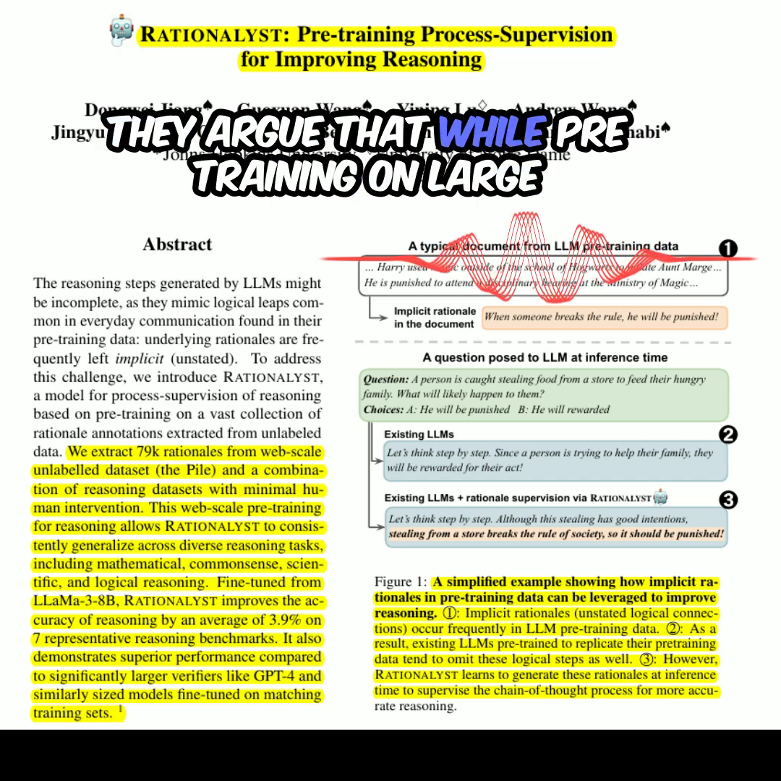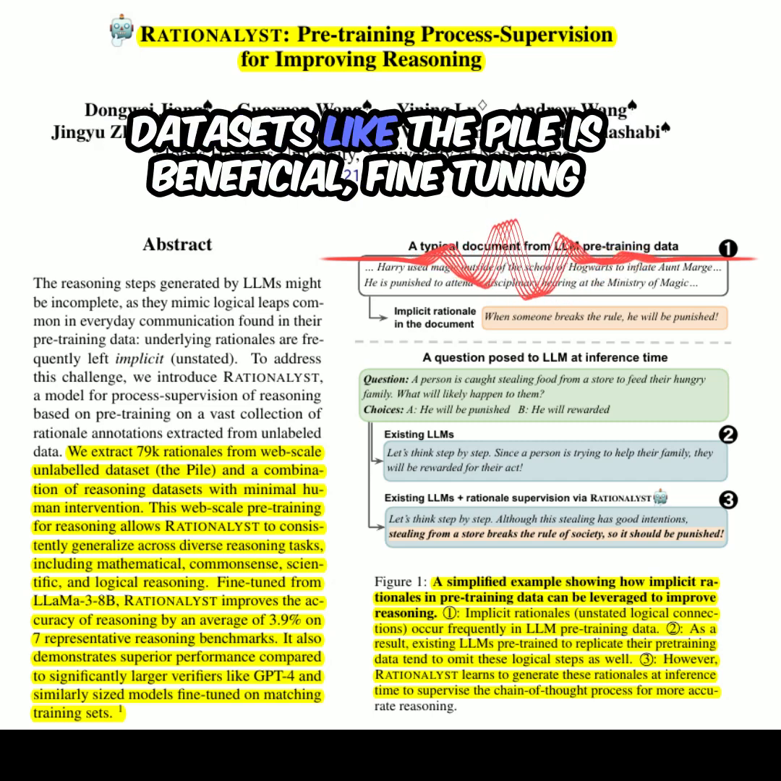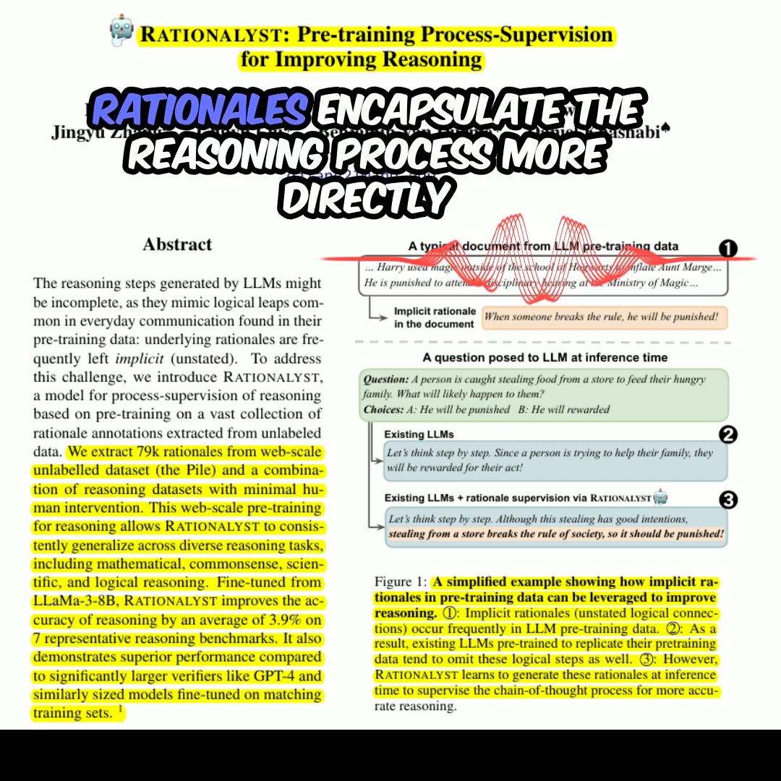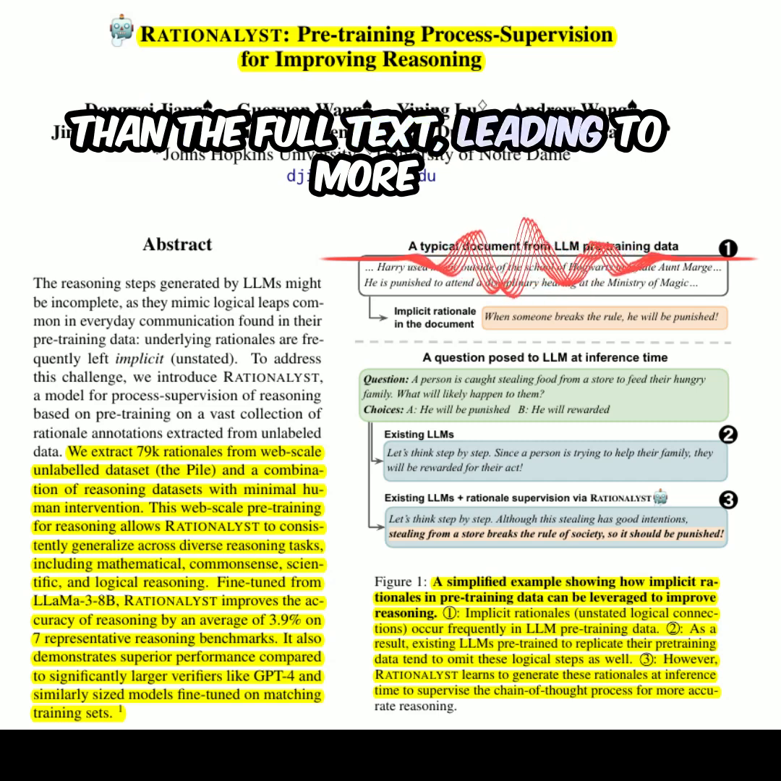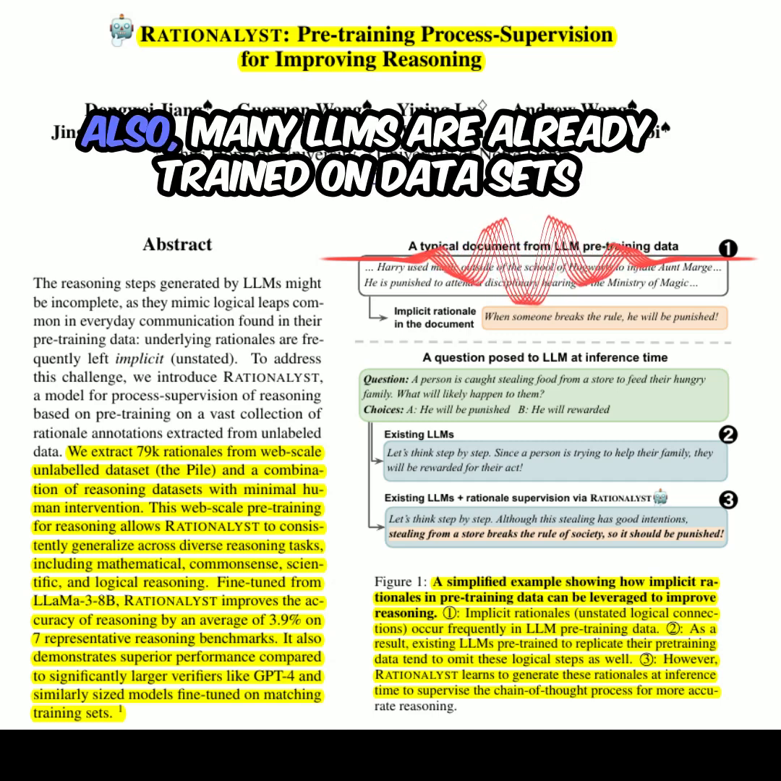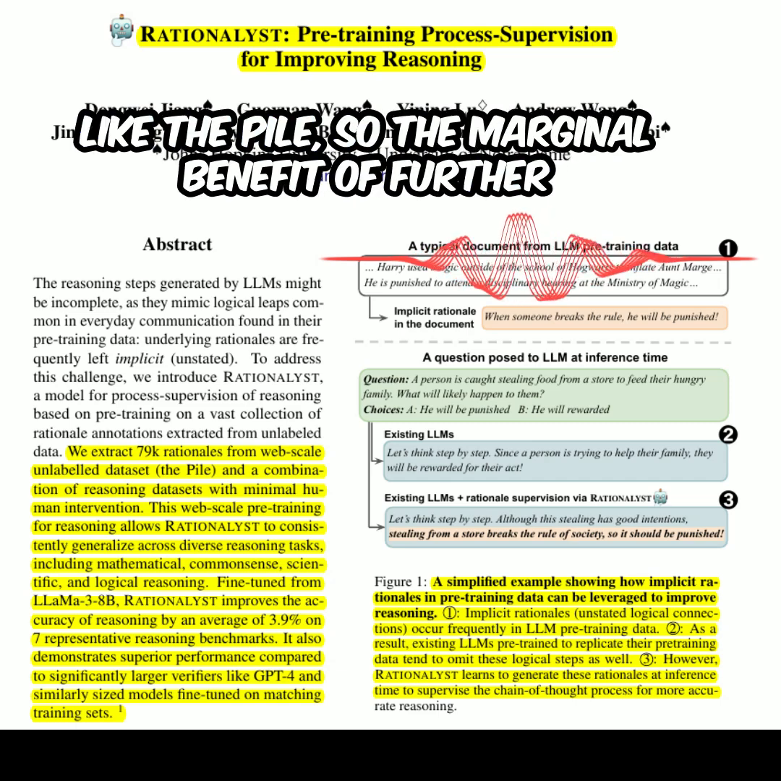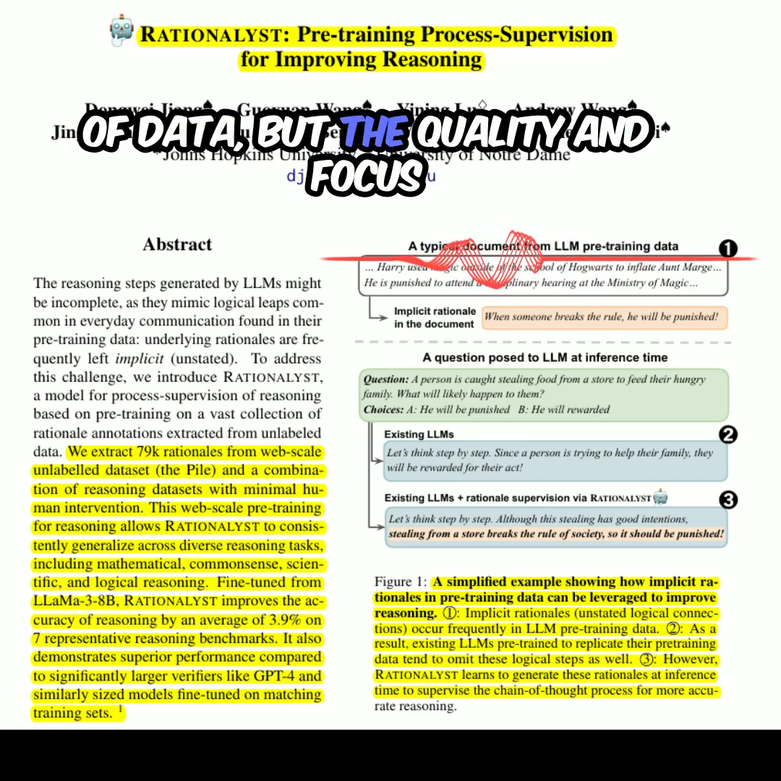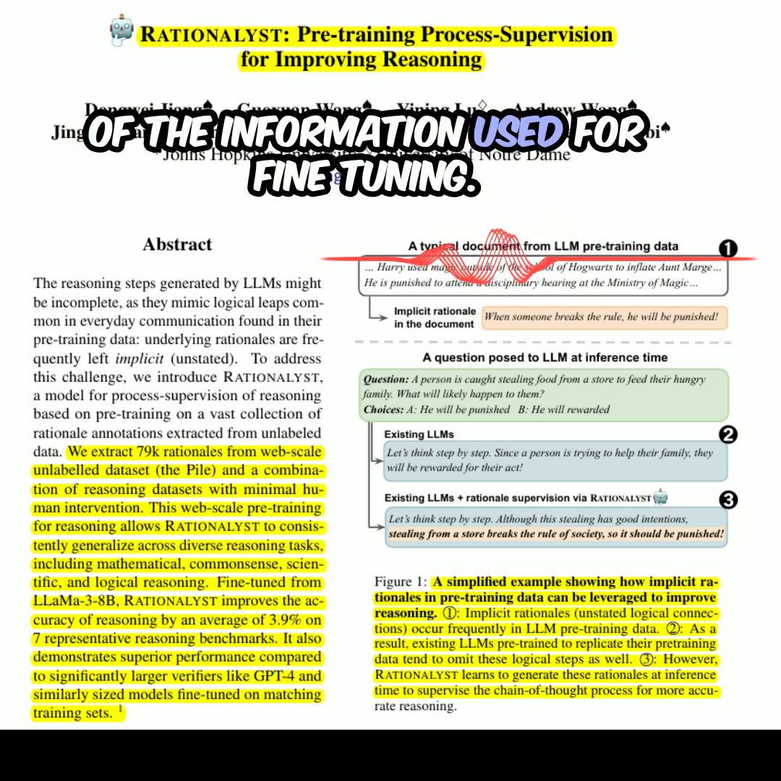They argue that while pre-training on large datasets like the Pile is beneficial, fine-tuning on extracted rationales provides additional value. Rationales encapsulate the reasoning process more directly than the full text, leading to more effective improvements in reasoning capabilities. Also, many LLMs are already trained on datasets like the Pile, so the marginal benefit of further training on the same data is likely lower. So it's not just about the quantity of data, but the quality and focus of the information used for fine-tuning.